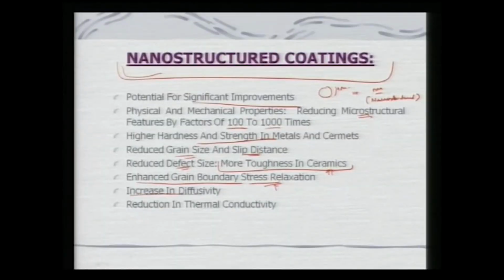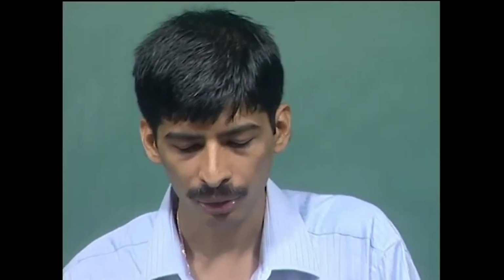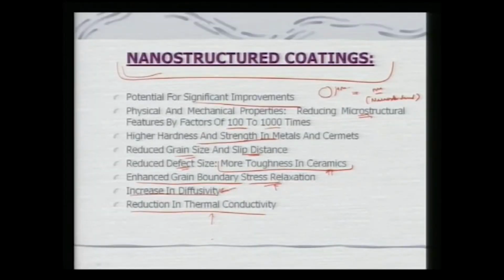At the same time, they also increase diffusivity. That is also good, because it will result in a uniform microstructure and uniform composition throughout, and it may also result in a reduction in thermal conductivity, because we now have very high defect regions. There is much more grain boundary area, so much more vacant area, which is nothing but an insulator. So, we can achieve much reduced thermal conductivity by refining the grains. If you want to provide thermal protection, we can also go for this nanostructured coating.